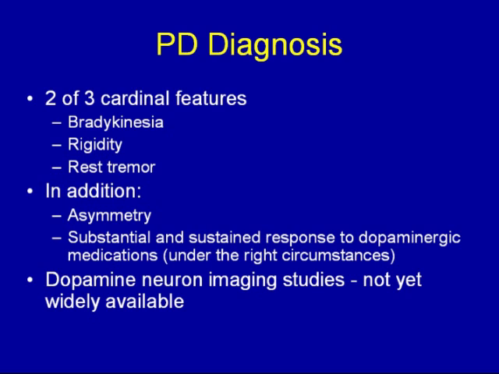Now, I should say that not all patients with Parkinson's disease have tremor. It turns out about 70% do, which means that 30% don't. When rest tremor is present, the diagnosis is a lot easier. When rest tremor is not present, you need to think a lot more closely about the diagnosis and what other conditions might be present, but the lack of tremor does not exclude Parkinson's disease.